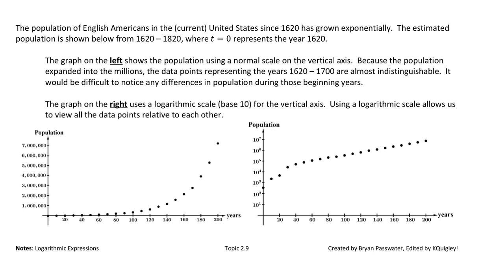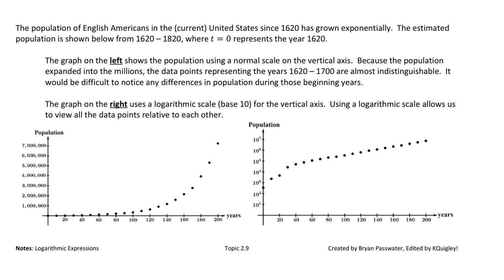So for example, these two graphs are going to show the population of English Americans in the current United States since 1620. Okay, it has grown exponentially. Population growth always grows exponentially. The estimated population is shown below for 1620 through 1820, where T represents the number of years after 1620. This graph on the left is a normal exponential plotting this data.